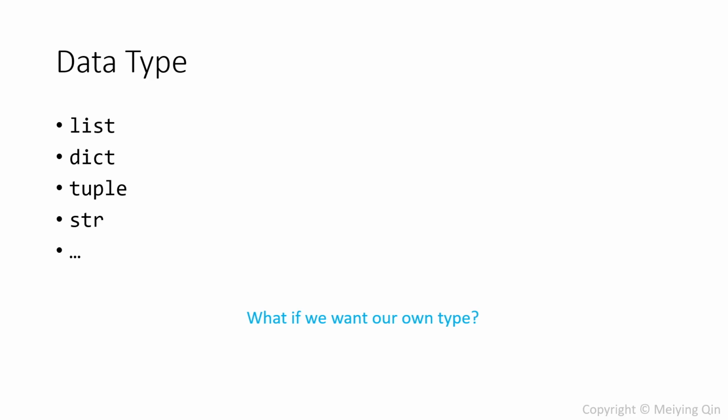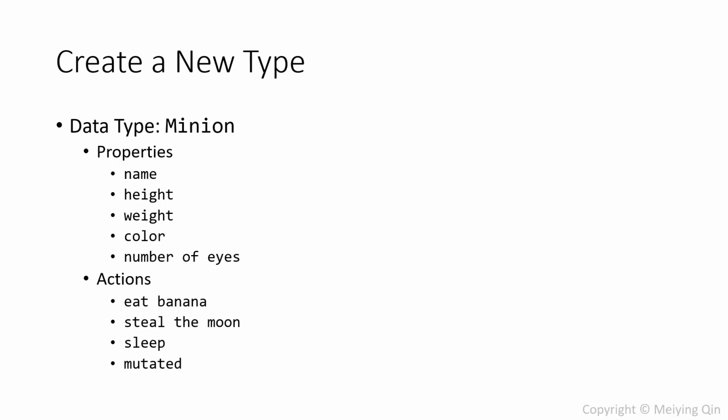And so let's say we want to define our own data type called minion, right? And we want to see how we can actually do that. So let's say this is our new data type minion, which has some properties. For example, I want to define my minion based on its name, height, weight, color, and the number of eyes, because minions can have one eye or two eyes. And they can also have some actions or behaviors. For example, they eat, they steal the moon, sleep, they were mutated.